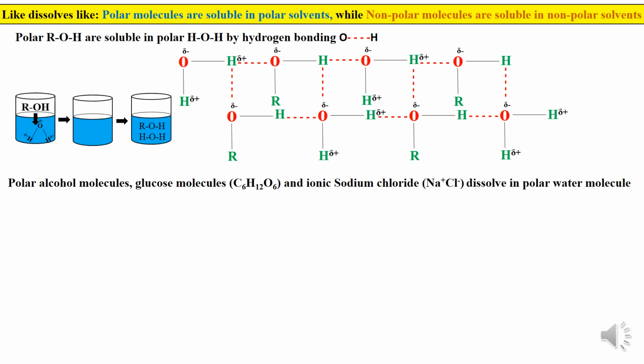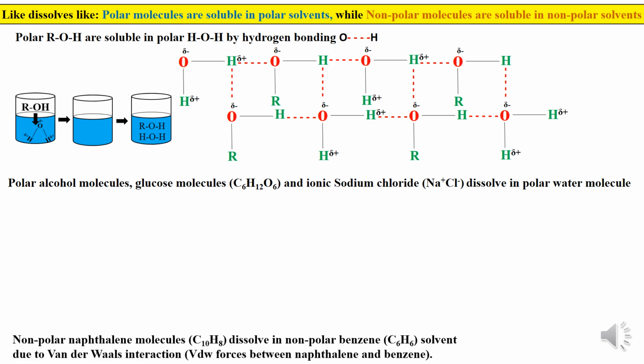So polar alcohol molecules, glucose molecules and ionic sodium chloride dissolve in the polar solvent, that is water. And what about the solubility of non-polar aromatic hydrocarbons like naphthalene? Now, a non-polar aromatic hydrocarbon like naphthalene dissolves in a non-polar solvent like benzene, which is also an aromatic hydrocarbon. And this is due to van der Waals interaction, or van der Waals forces, between naphthalene and benzene.